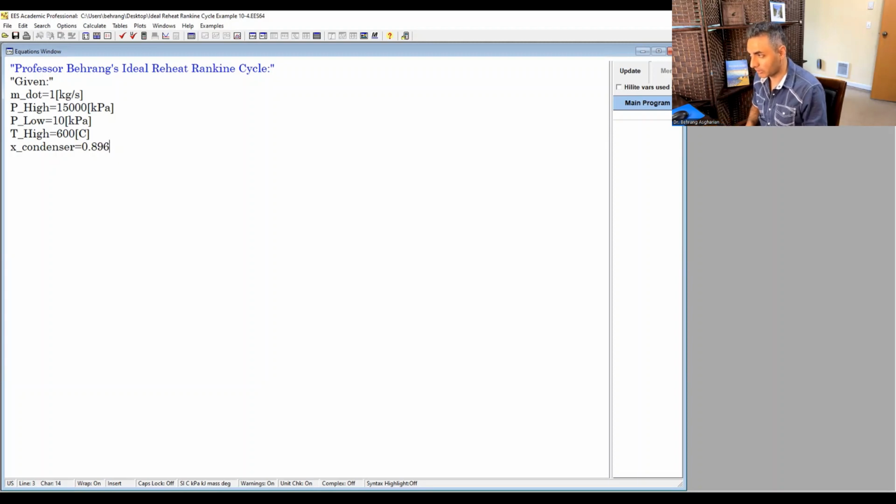Basically, that would be the quality in the condenser. I have 4 pieces of information: P high, P low, T high, and X in the condenser. I can solve this cycle.